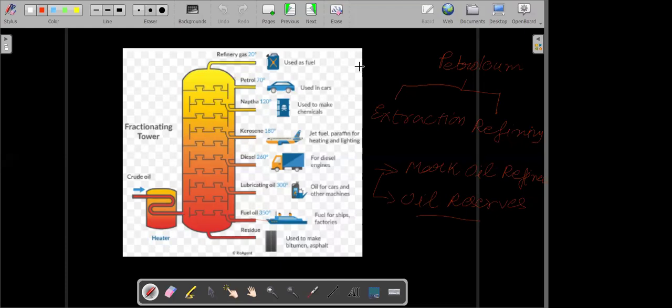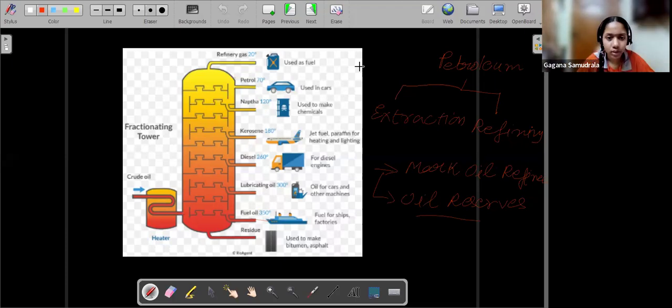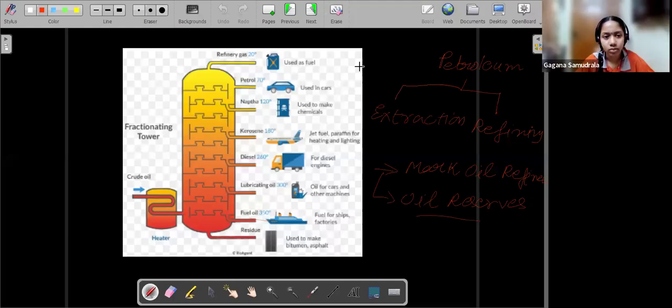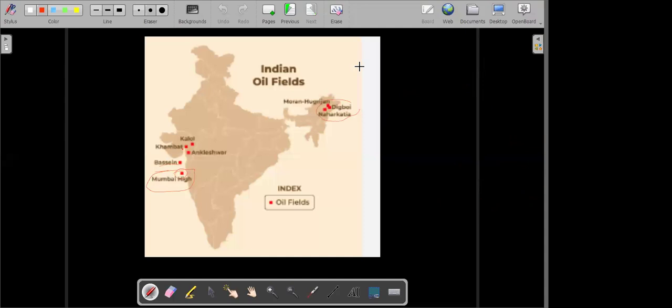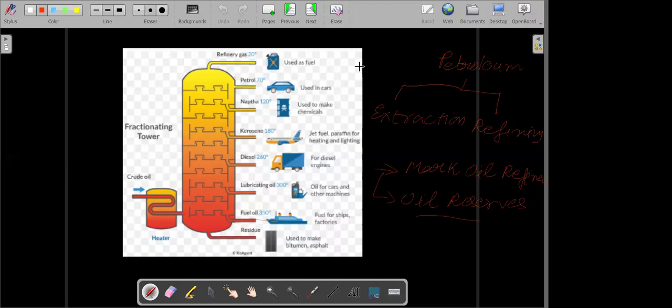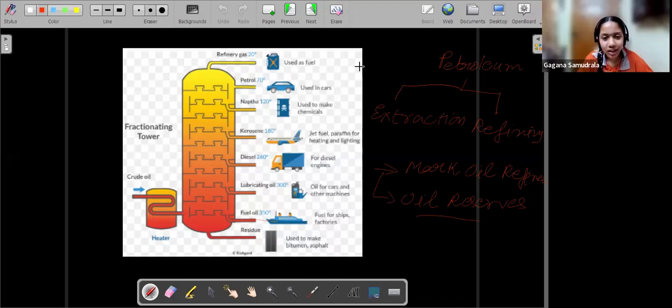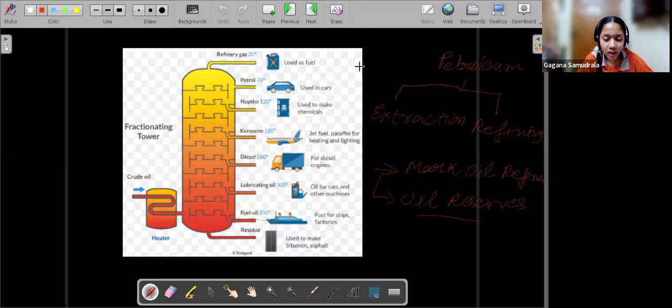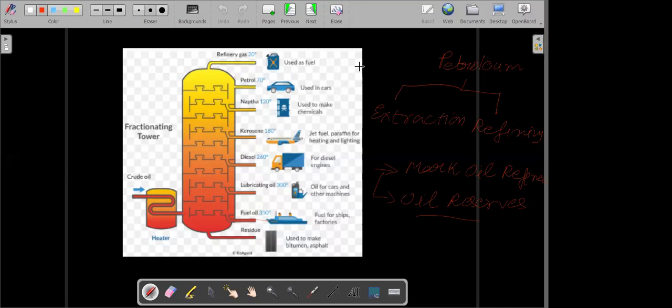Now, just tell the different products which are obtained. Gagana? Yeah, just read out and then try to recall without reading. Refinery gas, petrol, naphtha, kerosene, diesel, lubricating oil, fuel oil. Okay. Has everyone seen lubricating oil?